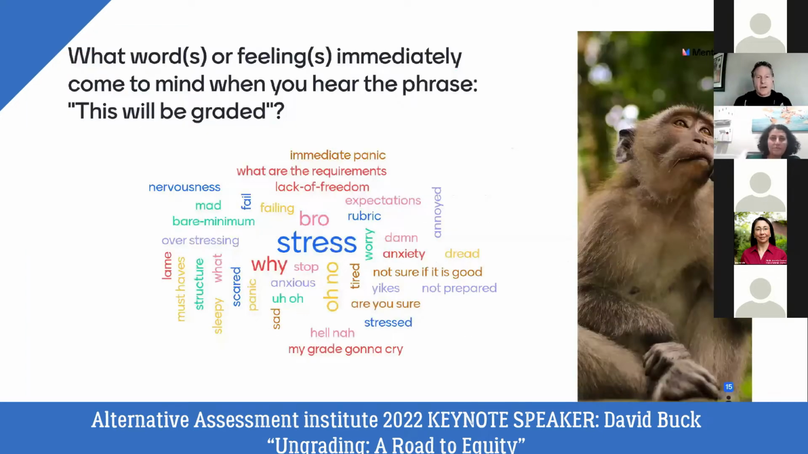So this semester, I gave one of my sections a quick little survey with this question: what words immediately come to mind when you hear the phrase, "this will be graded"? And I put it in a word cloud, and you notice the word that pops out right in the middle, and that's stress, along with some other nice, funny things like hell nah, bro. So there's a lot of reactions when students hear the words, "this will be graded," or "for a grade." But notice in the middle there is the stress, the anxiety, the immediate panic that some folks have written in here about this relationship between learning and grades.